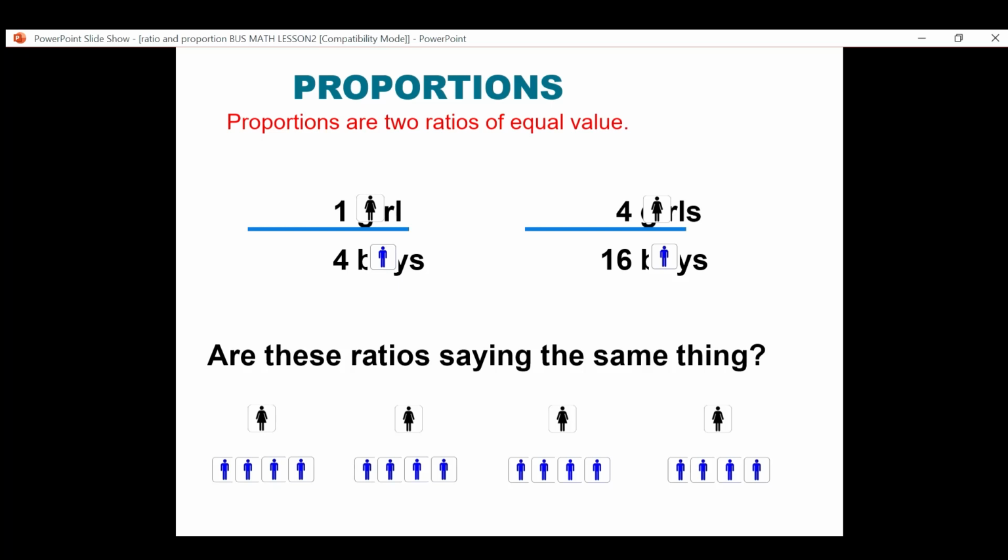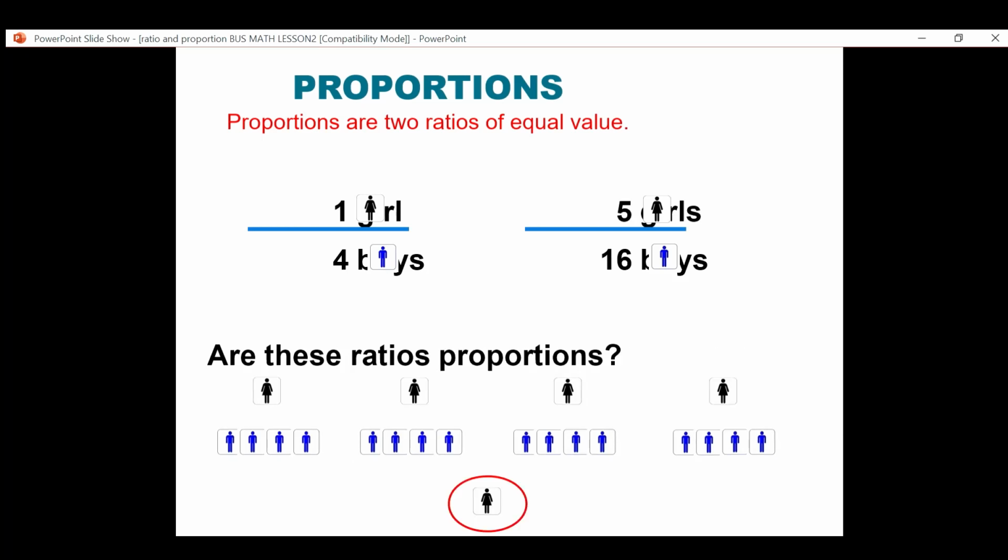Okay, so the next topic is proportions. What are proportions? Proportions are two equal ratios of values. So for example, 1 over 4 is equal to 4 over 16. So are these ratios saying the same thing? Are these ratios in proportion?